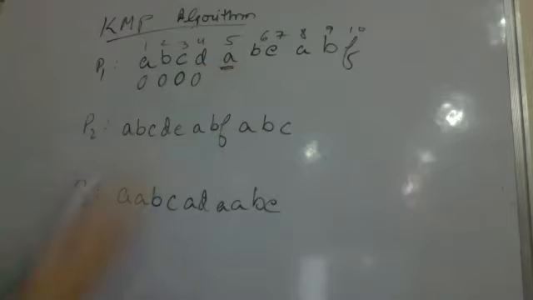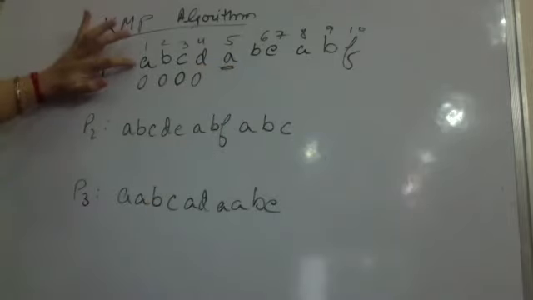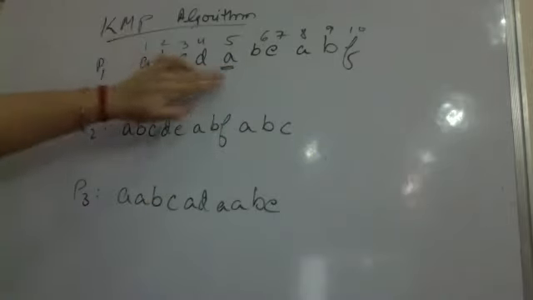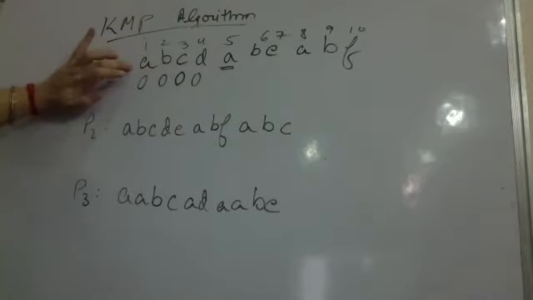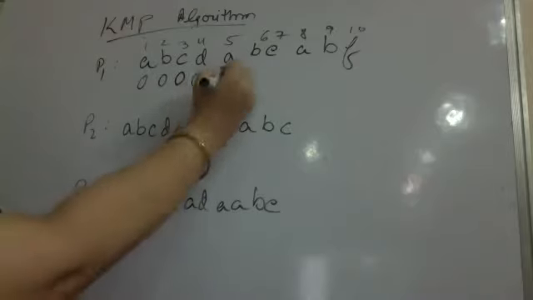Now this A has come earlier. Can I see that this A has come earlier? So at whatever position this A has come earlier, I put that position over here.